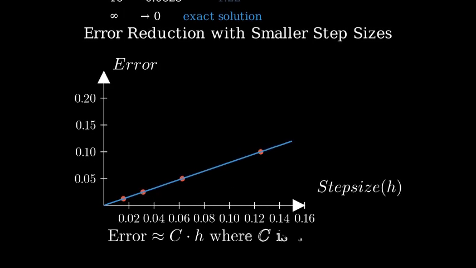The general formula for the error in Euler's method is proportional to h, meaning if we double the number of steps, halving h, we approximately halve the error.